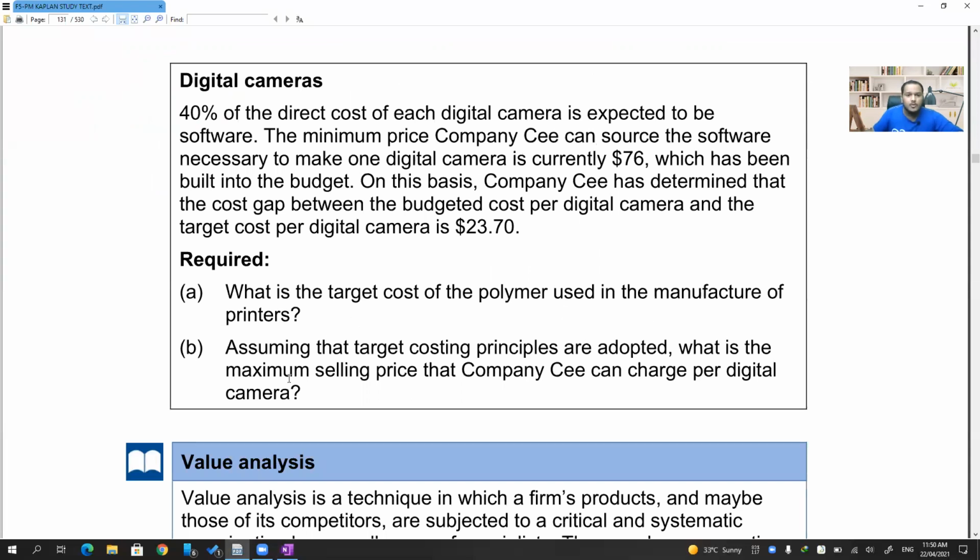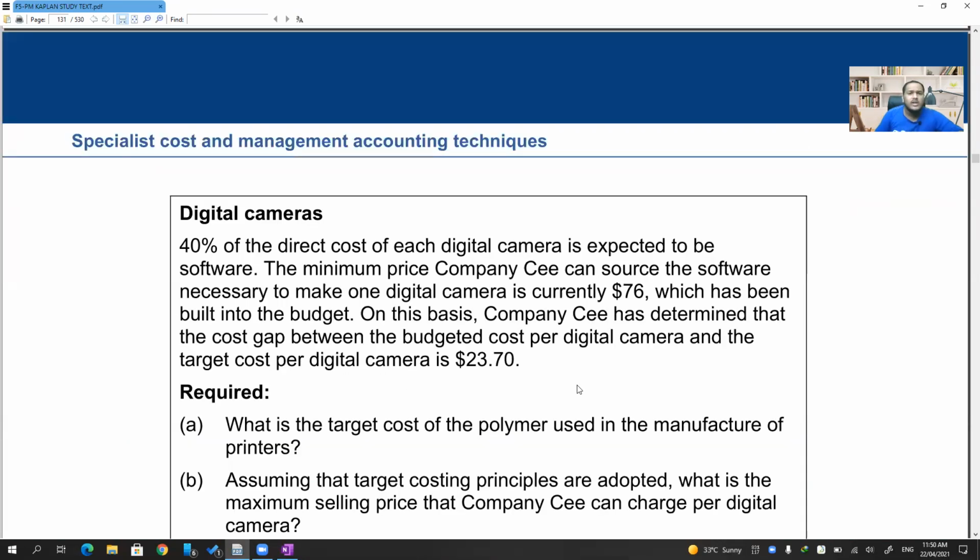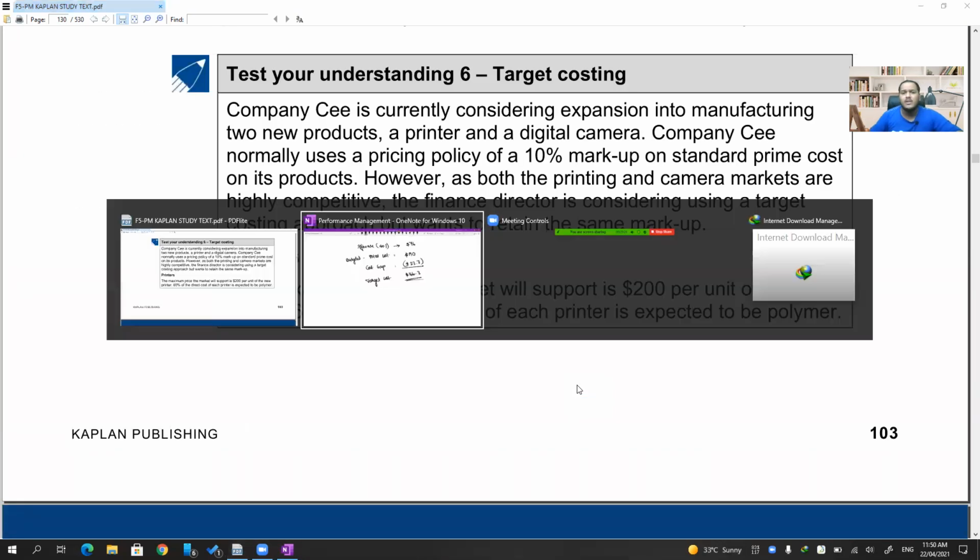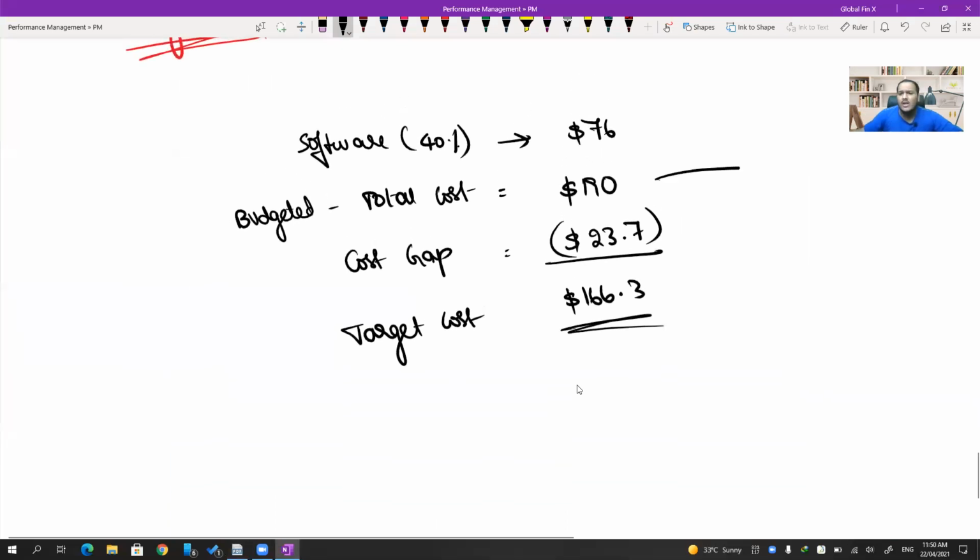Assuming target cost principle, what is the maximum selling price that companies seek and charge per digital camera? What the hell? Maximum selling price. Okay, they wanted a markup of how much? 10% markup, right? Okay, your budgeted cost is 190. So 190 plus 10%, that would be 219. But market will not do this, ma.